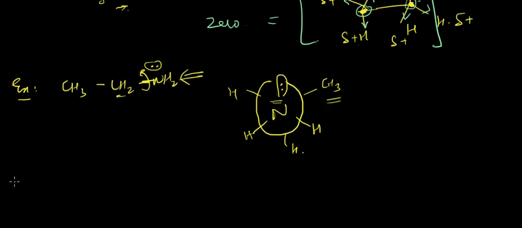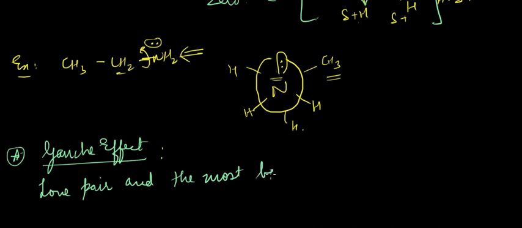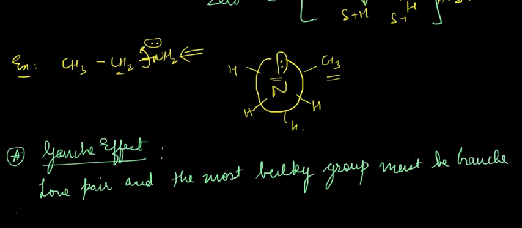This concept is called the gauche effect, which says that the lone pair and the most bulky group must be gauche to each other.